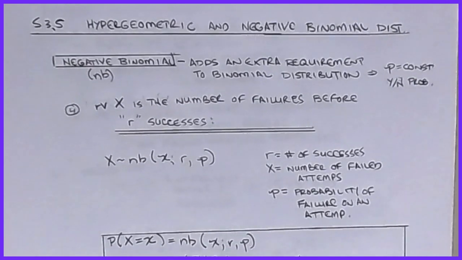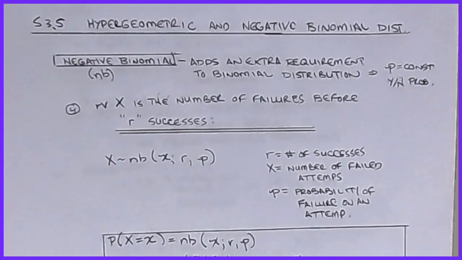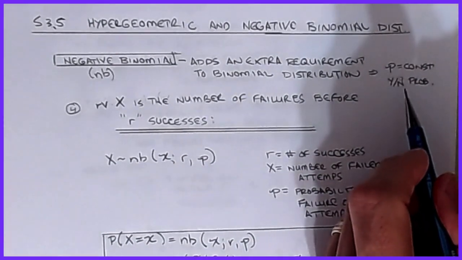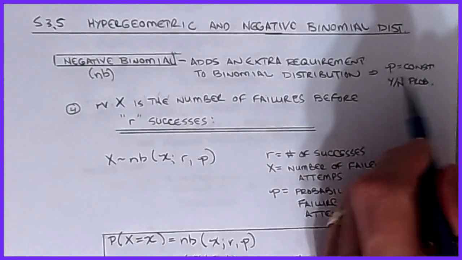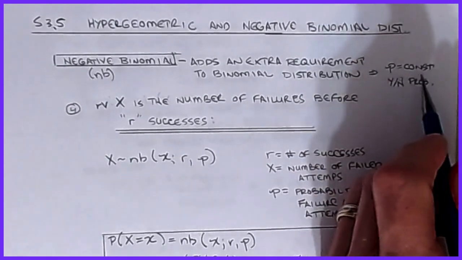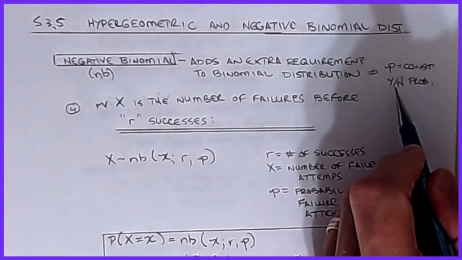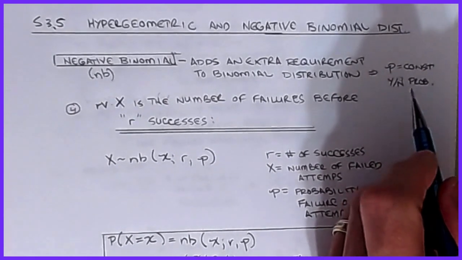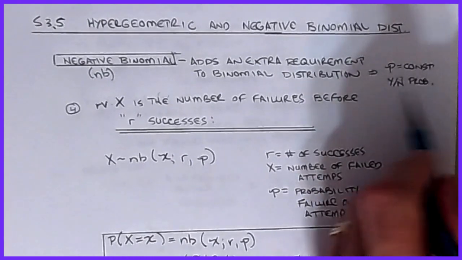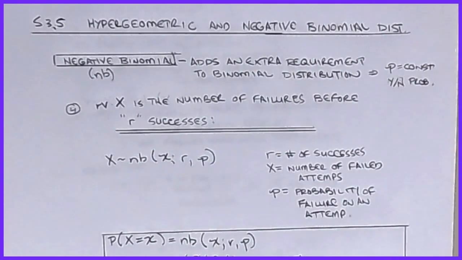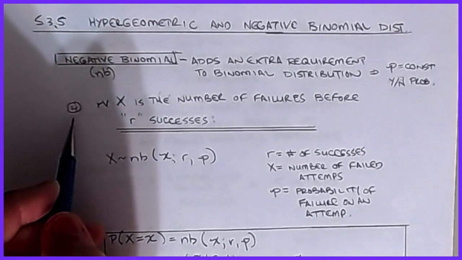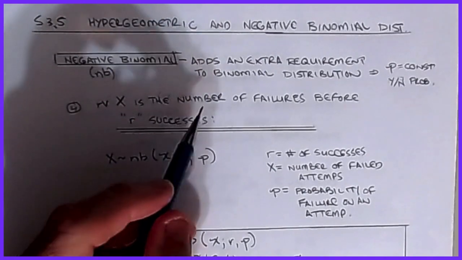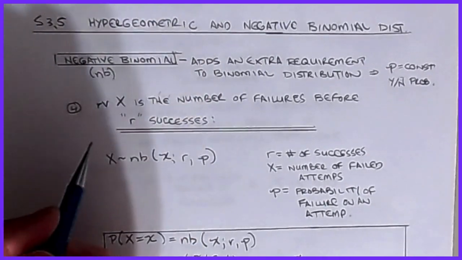What this one does is add an extra requirement to the binomial distribution. If you recall from our binomial experiment, we needed a predetermined number of trials, a constant probability on each one, and each event had to be defined as a yes, no, true, false, A, not A type of problem. So all of those are still valid for this. The extra stipulation that we're adding now is that the random variable X is going to be defined as the number of failures before r successes.